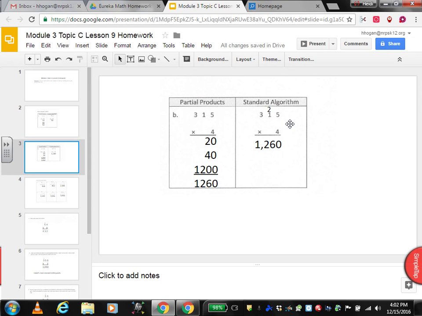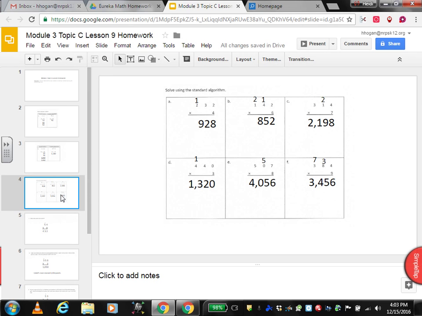4 times 5 is 20. Well, we can regroup 2 groups of 10 into 2 tens. And we're left with no ones. So 4 times 1 is 4, plus 2 more tens is 6. 4 times 3 is 12. 1260. It matches.